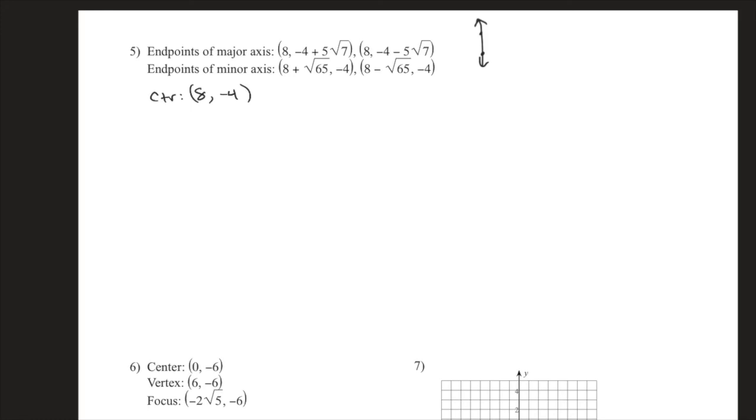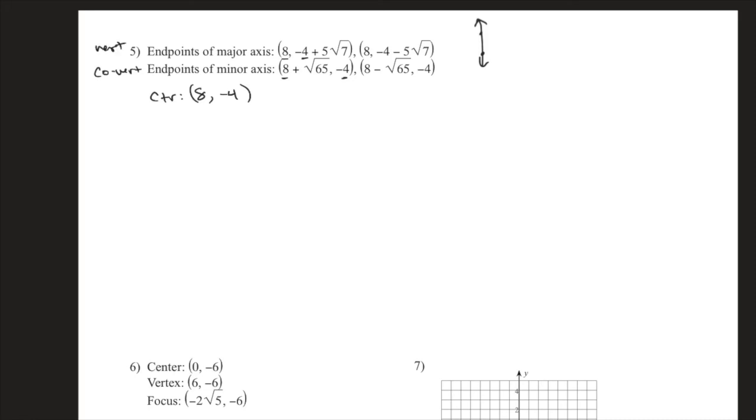In this example, I can see the point 8, -4 here and here, and there, and there. The endpoints of the minor axis are also called the co-vertices, right? And the endpoints of the major axis are called the vertices. Just another way of naming them.